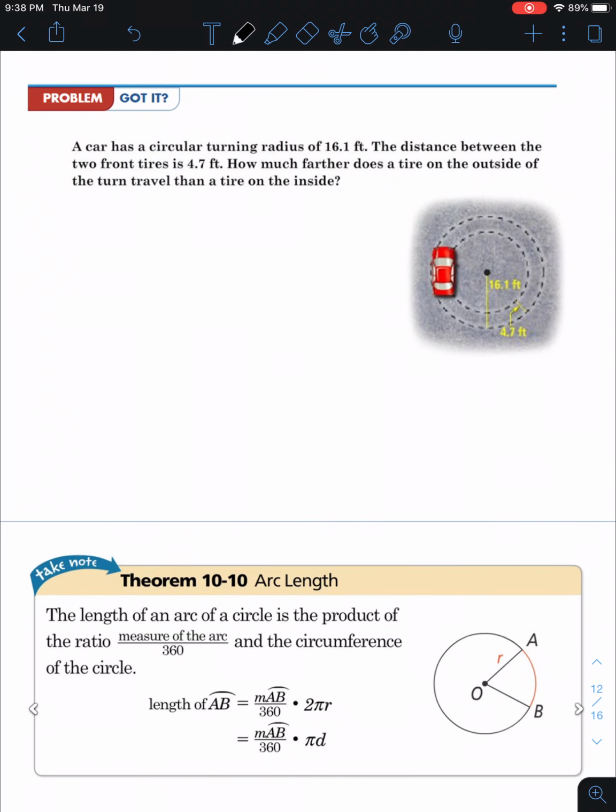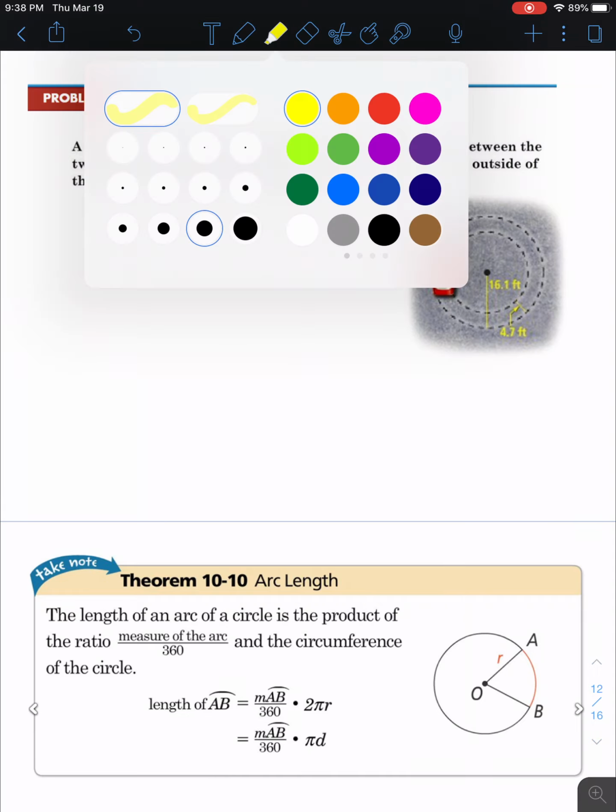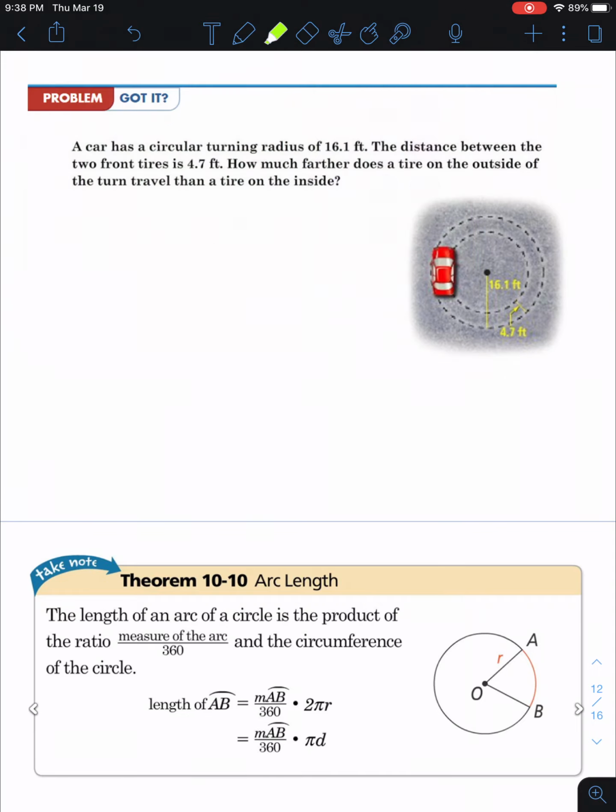Now here we have another one. Here's a car. It has a circular turning radius of 16.1 feet, and the distance between the two front tires is 4.7. So really what it's saying is the outer set of tires has a radius of 4.7 more than the inner, which has a radius of 16.1. So the outer would be 16.1 plus 4.7, or 20.8 feet. That would be the radius.